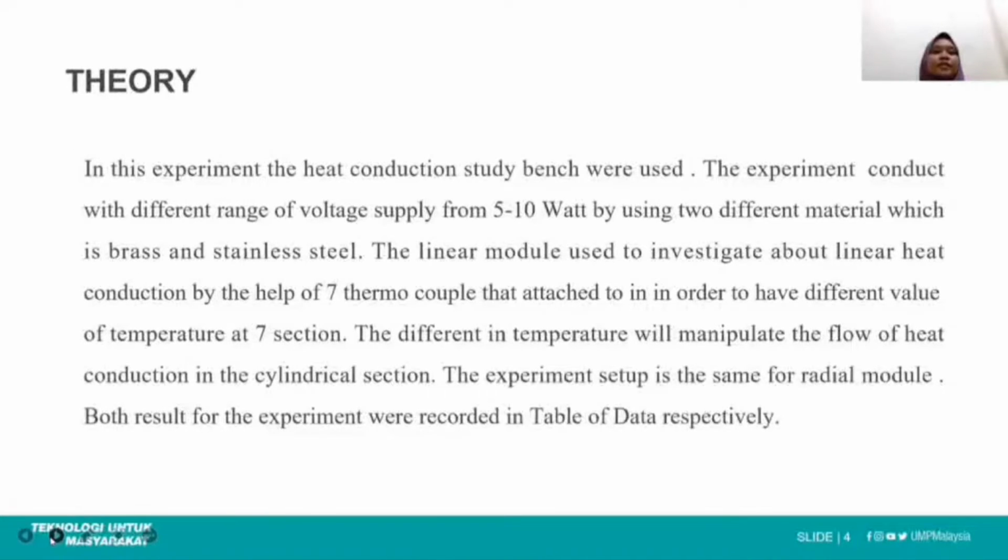The theory of this experiment is that a heat conduction study bench was used. The experiment was conducted with a different range of power supply, from 5 until 20 watt. By using two different materials, brass and stainless steel, the linear module was used to investigate linear heat conduction with the help of 7 thermocouples attached at the linear module to get different temperature values at 7 sections. The temperature is different to manipulate the flow of heat conduction in the cylindrical section. The temperature setup is the same for the radial module. Both experimental results were recorded in tables respectively.